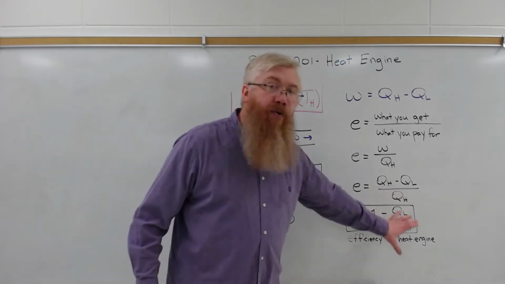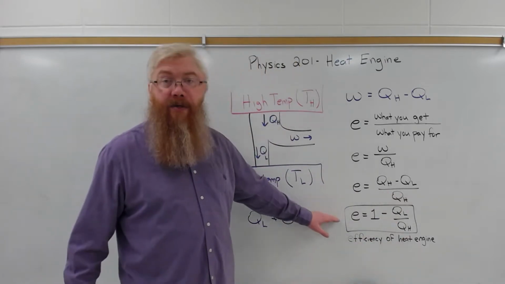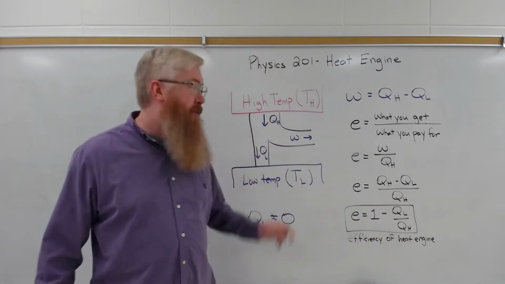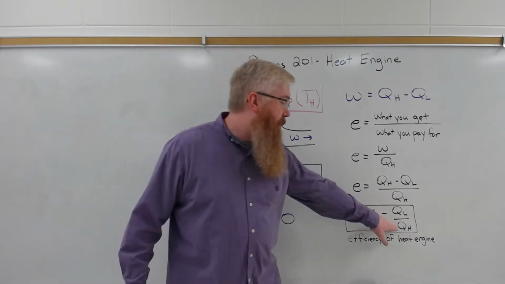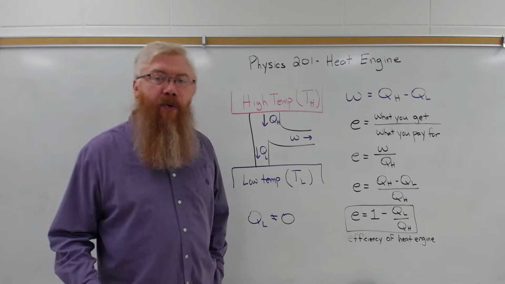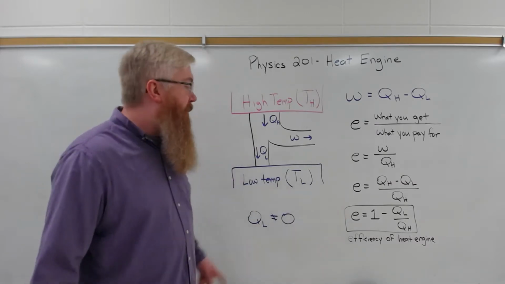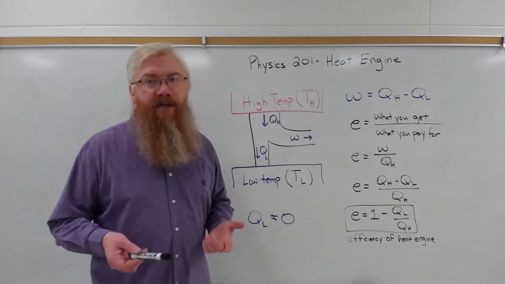This is in general terms. This applies to all heat engines. If you know how much heat you're dumping into the low temperature reservoir, and you know how much heat you're pulling from the high temperature reservoir, you can calculate the efficiency of that engine. Now the efficiency has to be between 0 and 1.